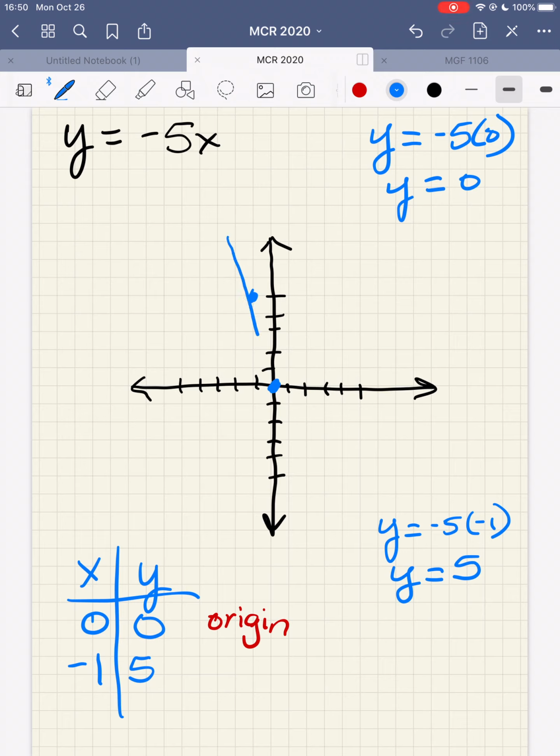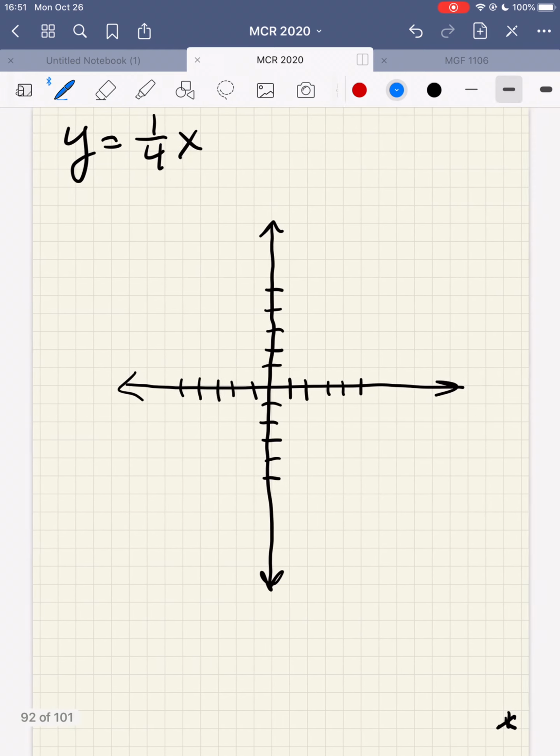And I just go and connect my 2 points from there. If I had picked positive 1, I would have ended up with negative 5. And you see that it comes pretty close. My line's a little off. I should have a point here. But because it's a hand graph, it's a little bit off. Let's go ahead and look at one more.